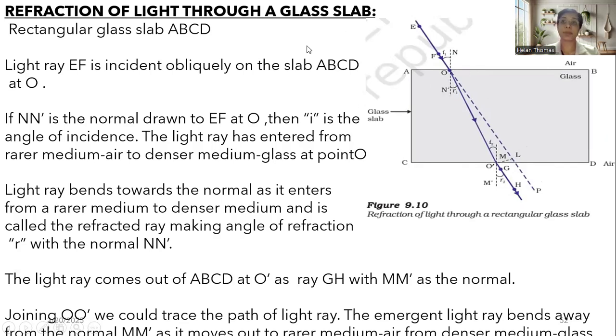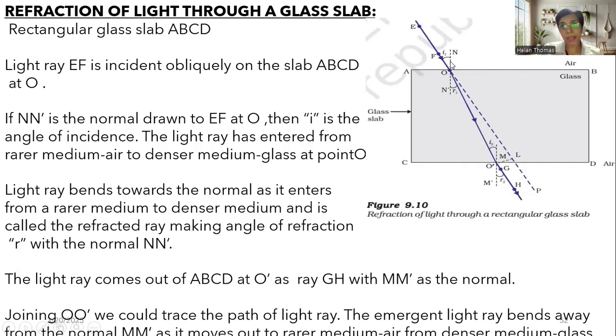So this refraction we're explaining with the refraction of light through a glass slab. This is in your NCERT. If it comes in your question paper, this is how you will be answering. You will have to draw the diagram, and mark the air and the glass, and A, B, C, D as your glass slab, and your incident ray. At the point of incidence, you will have to draw your normals N and N prime.